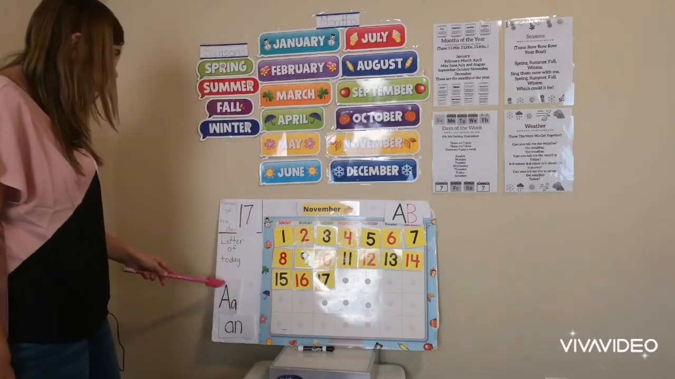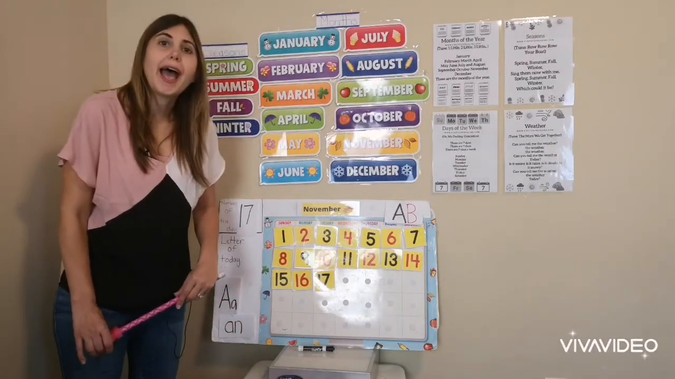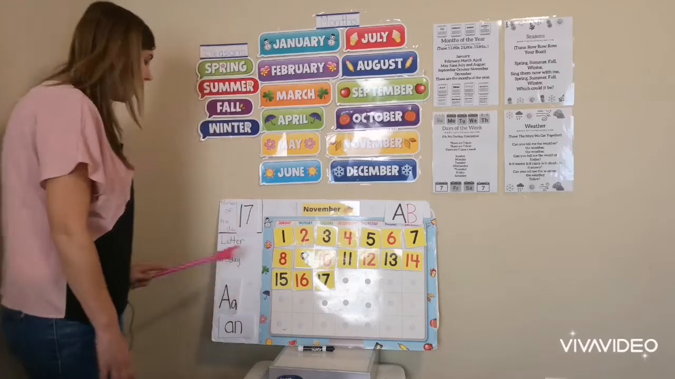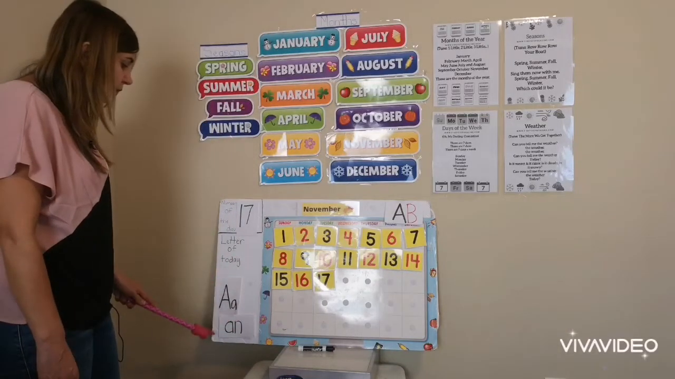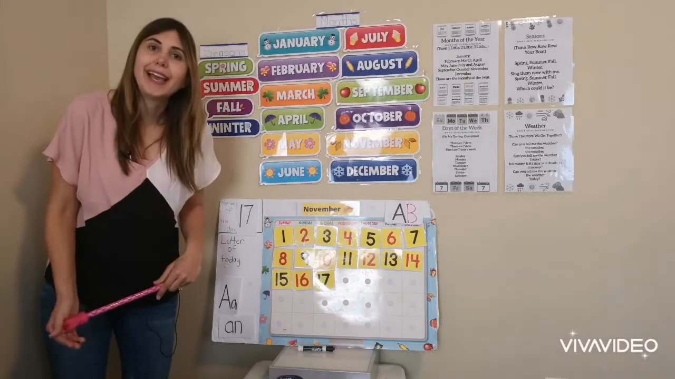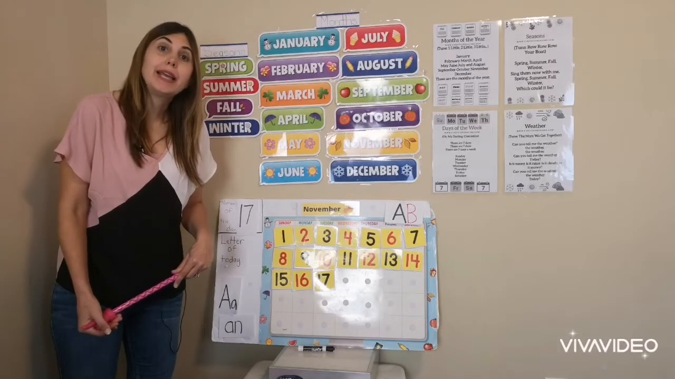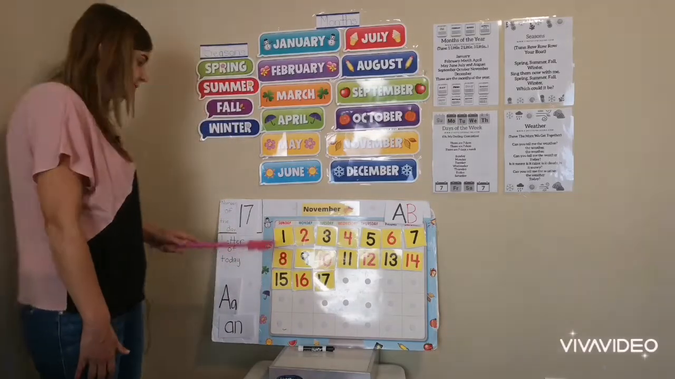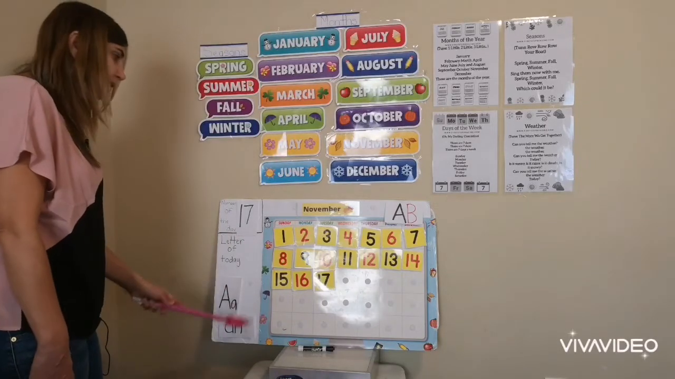Our letter of today is A, which says like apple. And our word family of today is an, like man, can, pan. So that's what we're going to be learning later on.